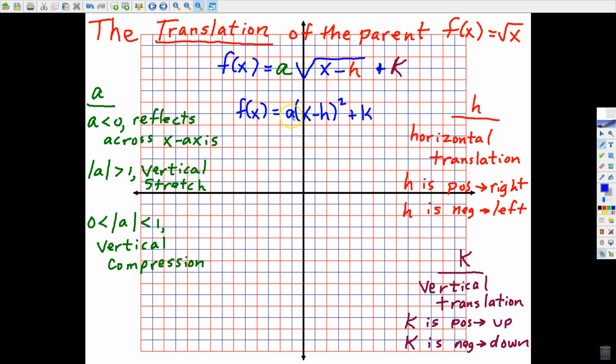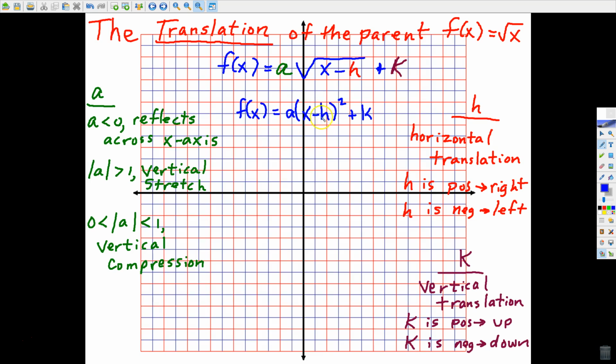whether or not the parabola is going to reflect over the x-axis. If a is negative, then it would reflect over the x-axis. In other words, it would open down. If a is greater than 1, then we have what is known as vertical stretch. If it's between 0 and 1, a fraction in terms of absolute value, then we would have vertical compression.